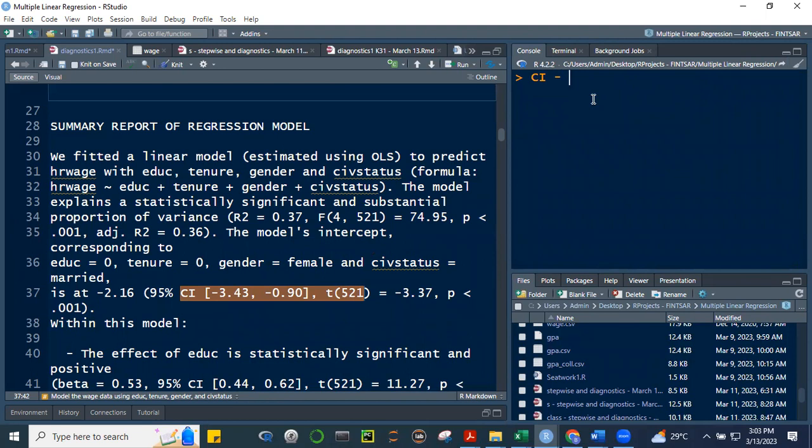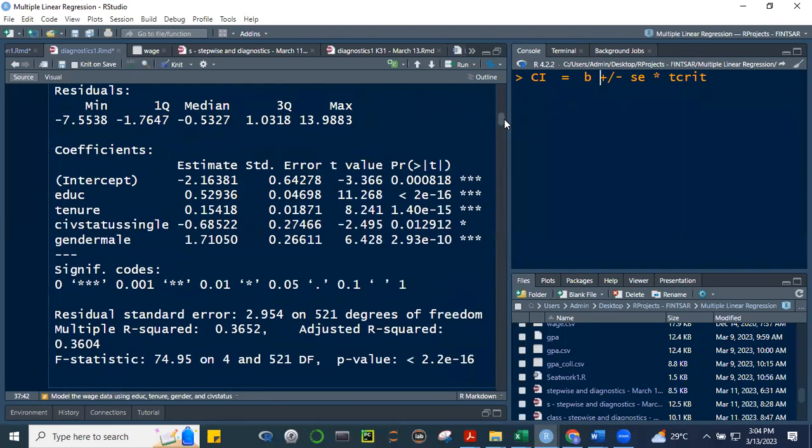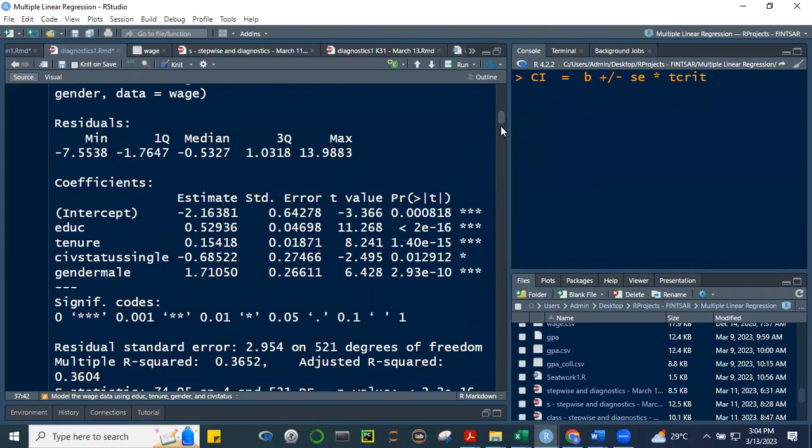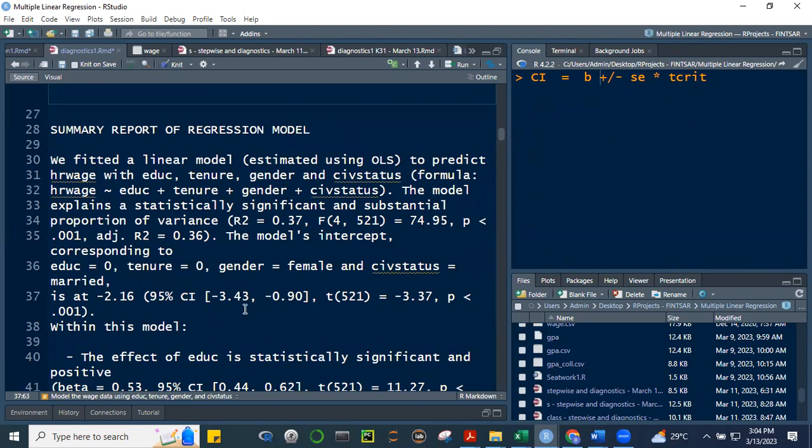Okay, all right, so let me answer that. The confidence interval will be equal to the value of your coefficient, and since it's an interval, you should have plus and minus. In this case, the coefficient is negative 2.16, plus or minus your standard error multiplied by your t critical. So that's the formula: the confidence interval is equal to b plus or minus the standard error times the t critical value. In our case, we were told that the intercept had a confidence interval of negative 3.43 and negative 0.9.